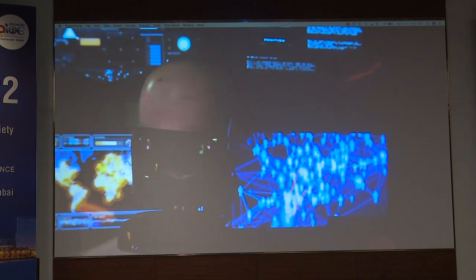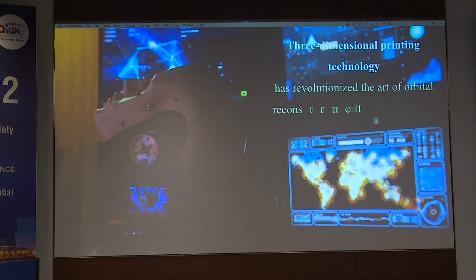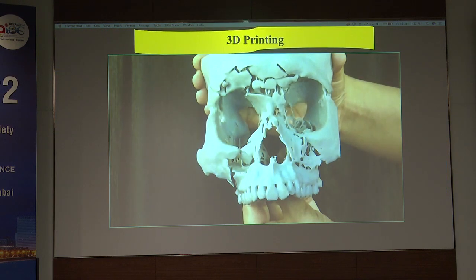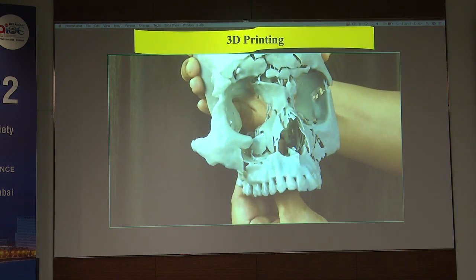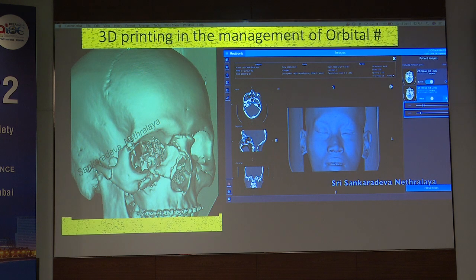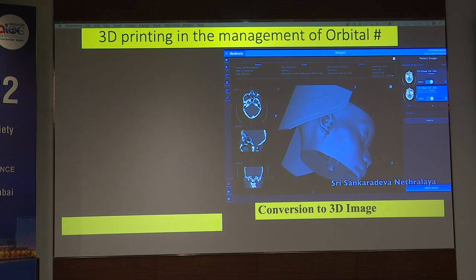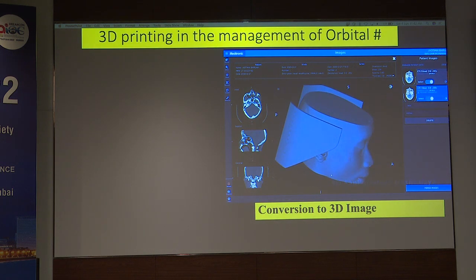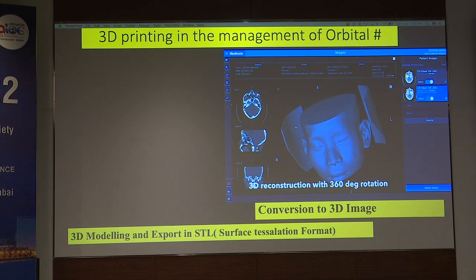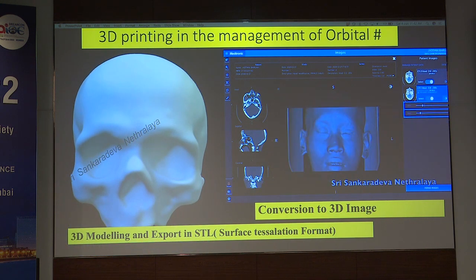Another advance is 3D printing, and this 3D printing has really revolutionized the socket reconstruction that we do. It gives us pre-operative planning for how to go ahead with a very major fracture, which I have already mentioned, where you first have the 2D images, and these 2D images are then converted into 3D images, and following the conversion, we export into the surface tessellation format, and we get the 3D printing.